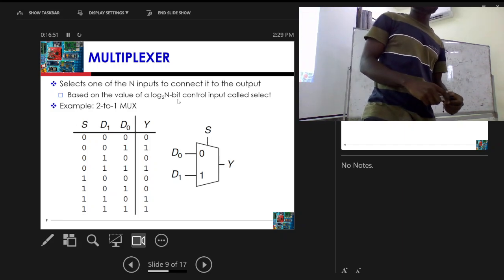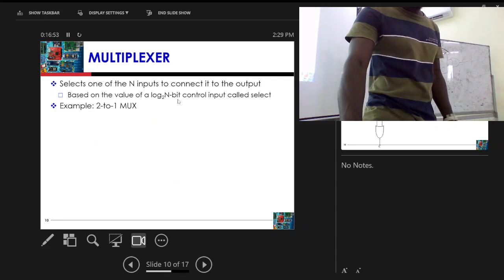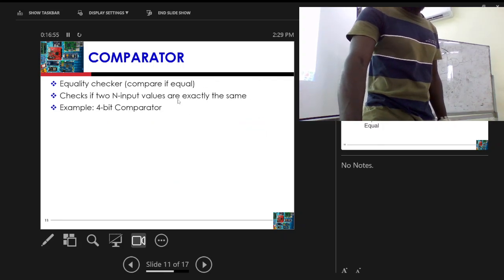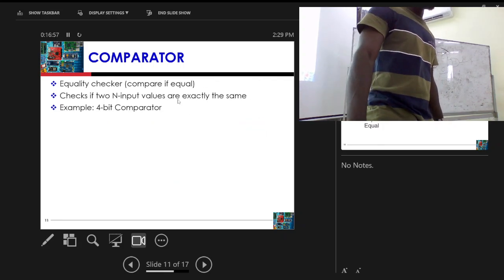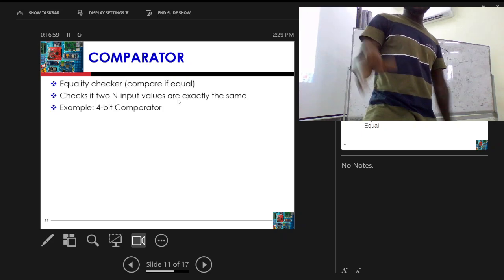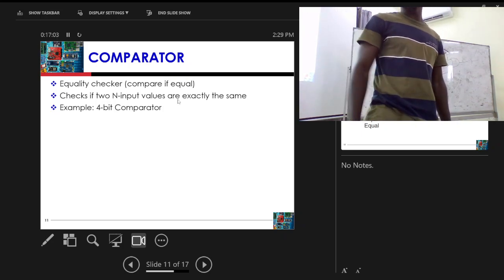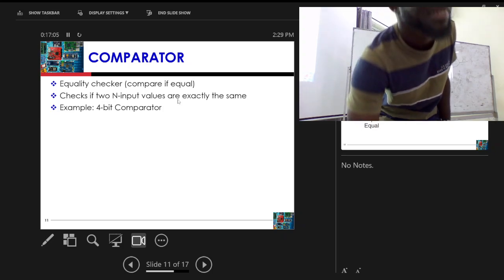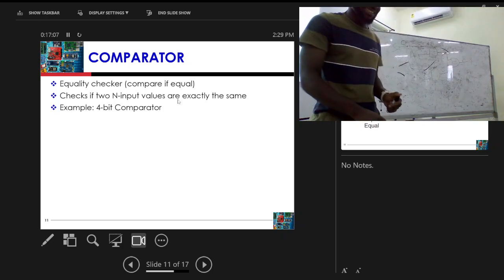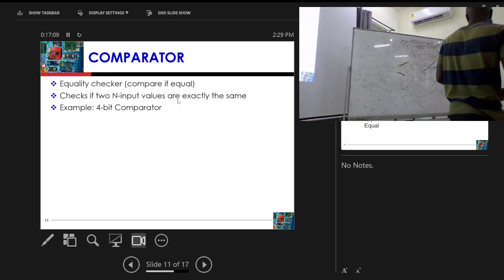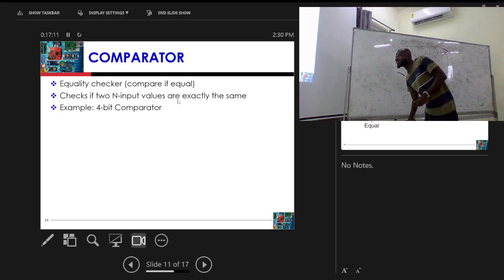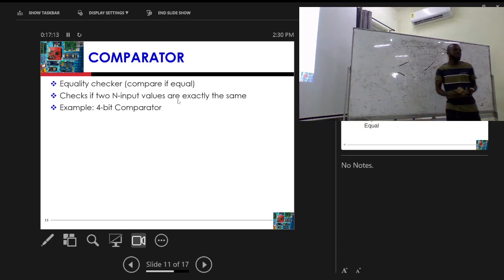Easy, right? Now our next component is a comparator. Do you know what a comparator is? So what is a comparator?